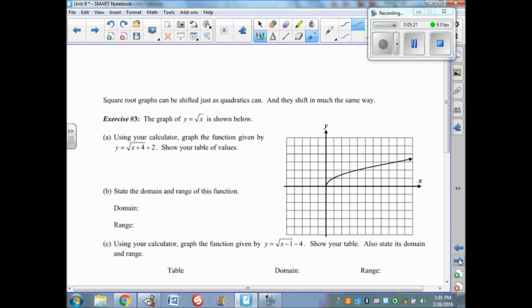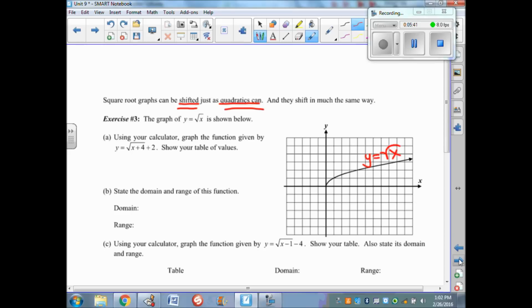Okay. Now let's go, and it says square root graphs can be shifted, just as our quadratics were. Okay. So again, going back to that parent function, well, now let's make it a little bit interesting. And how are we shifting? So they've already graphed the parent function for us, which is right there.